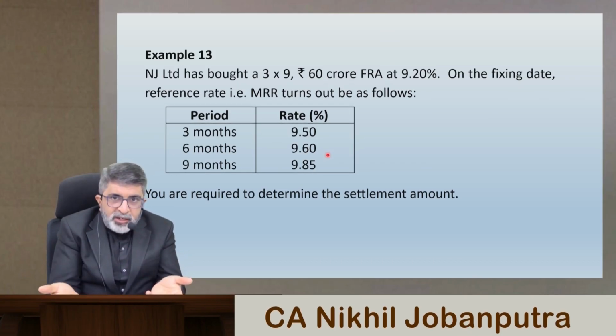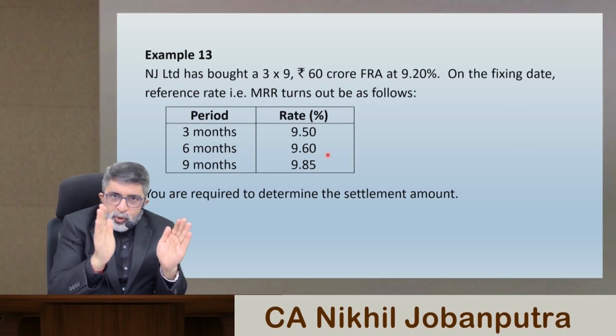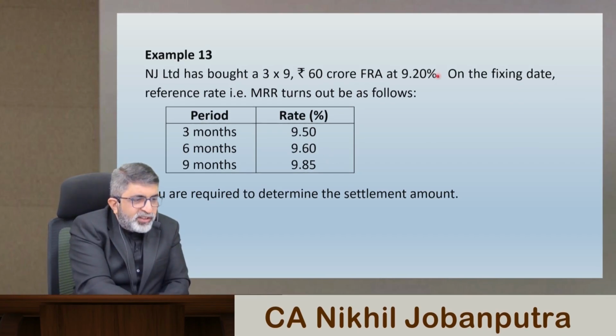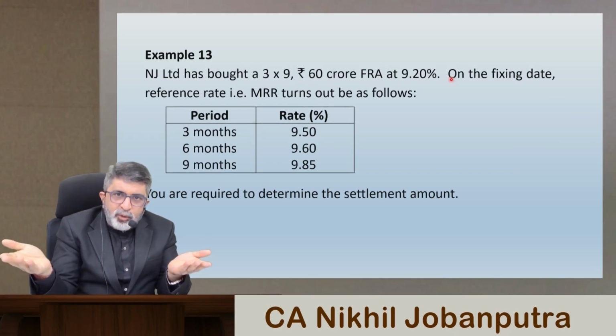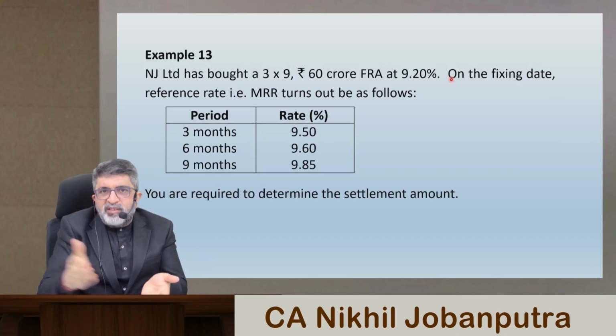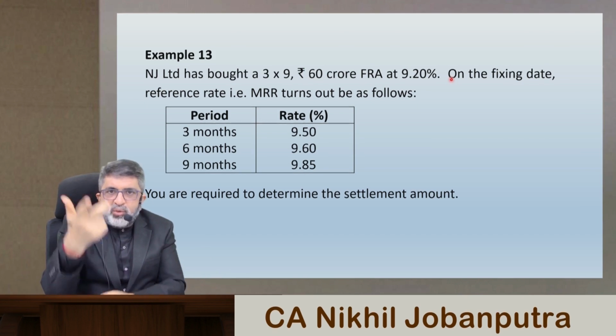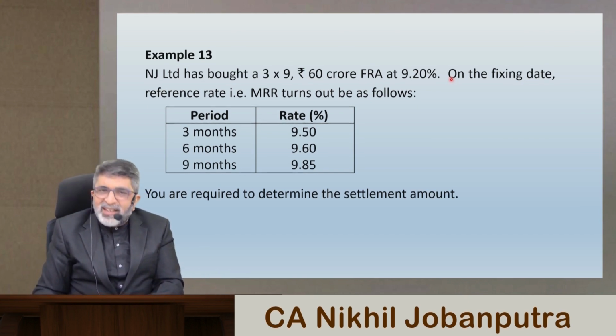So I know the denominator. What will be the numerator? Rupees 60 crores into 0.4% into 6 by 12. That will be the numerator. And as I said, 1.048 will be the denominator. You get the settlement amount instantly.